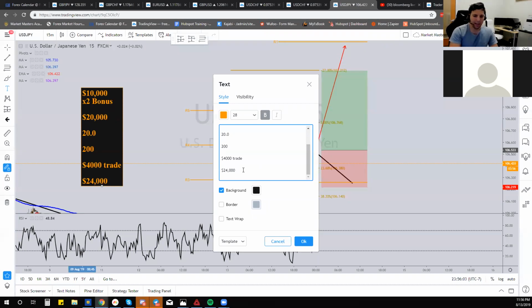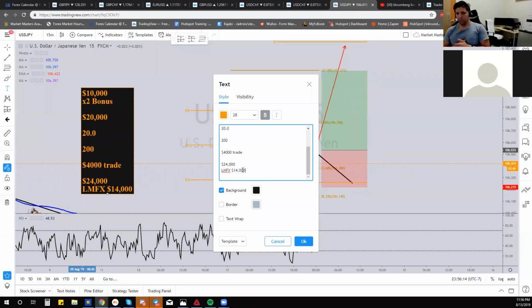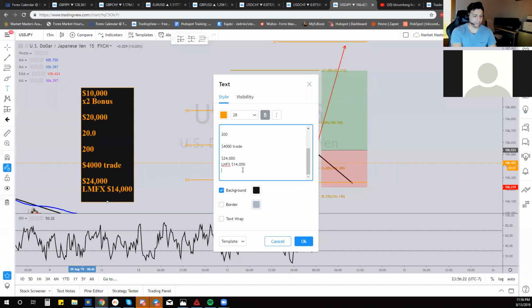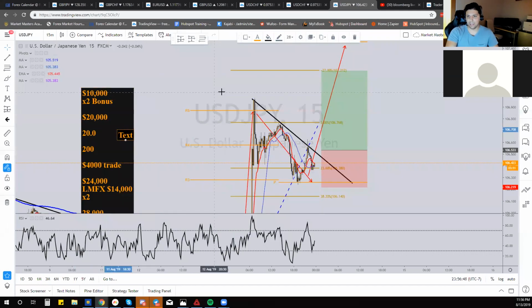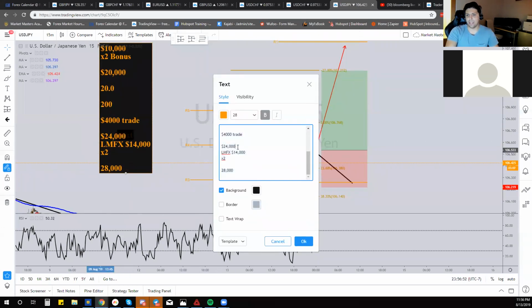So in LMFX, I would have to withdraw 14,000. I withdraw 14,000, and then when I put it back into the trading account, it does it times 2. So now instead of it being 24,000, it's going to be 28,000, if that makes sense. Once it's at 28,000, your lot size is going to be different. If you were to stick with 24,000, your max lot size would be 24.0, but if it's at 28,000, it would be 28.0. So now you're making extra money off of the plan if you're using the max lot size.